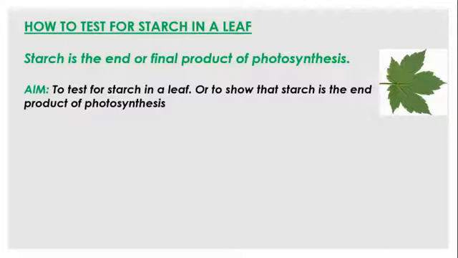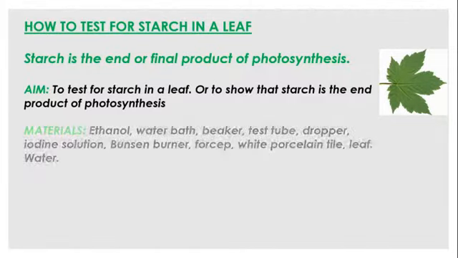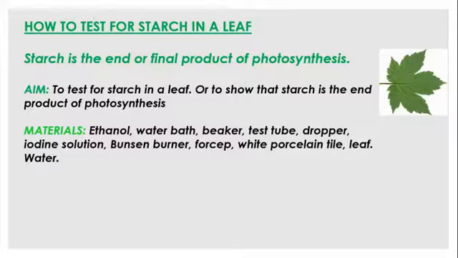And what are the materials and apparatus we require for this experiment? We require ethanol, which is a strong form of alcohol. We need a water bath, that is a beaker containing warm water. Then we need a beaker, a test tube or boiling tube, a dropper or dropping pipette, iodine solution, a Bunsen burner, forceps for picking a leaf, a white porcelain tile for placing the leaf on, and of course a leaf, including water.